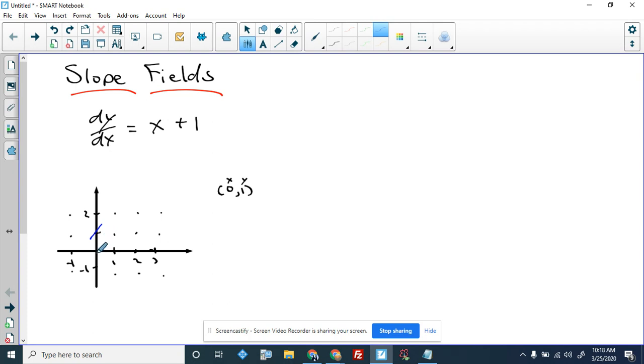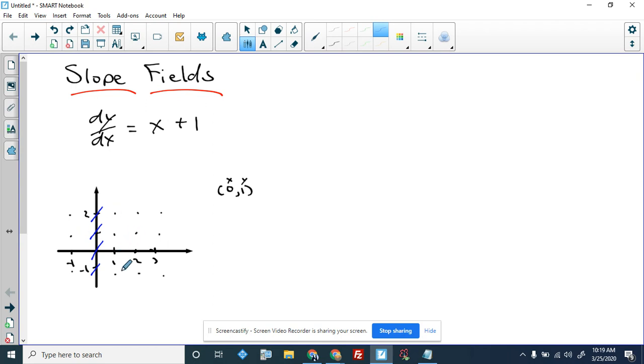Take (0, 0), for example. If I plot the slope there, again the x is 0, so 0 plus 1 is 1. A short little line segment, slope of 1. And you might even notice that if I take any point on the y-axis, since y is not in the formula for the slope here, it's always going to be the same because the x value is 0. So all of these slopes are going to be 1.